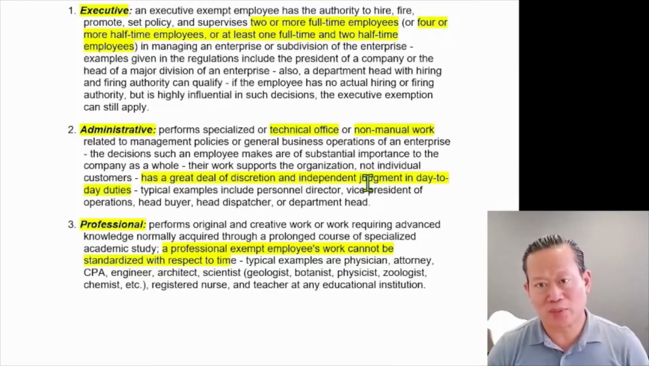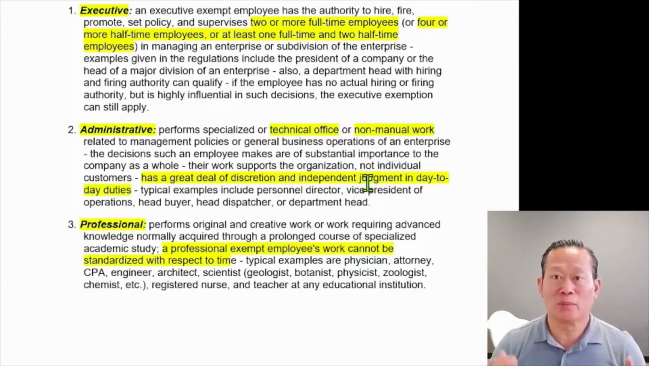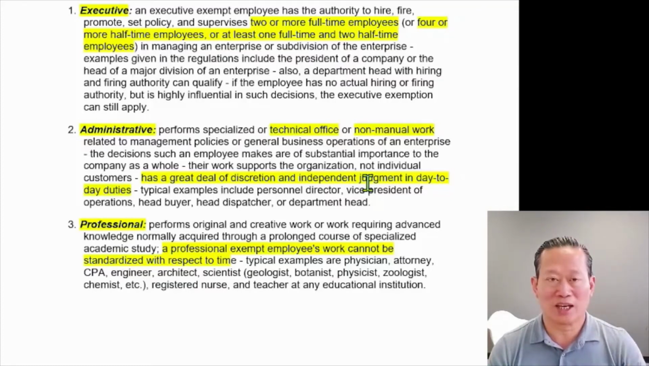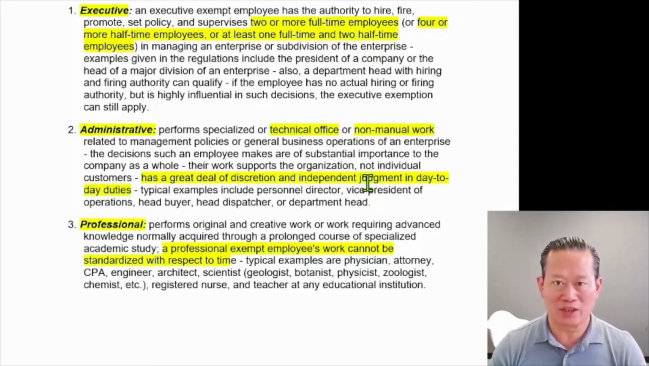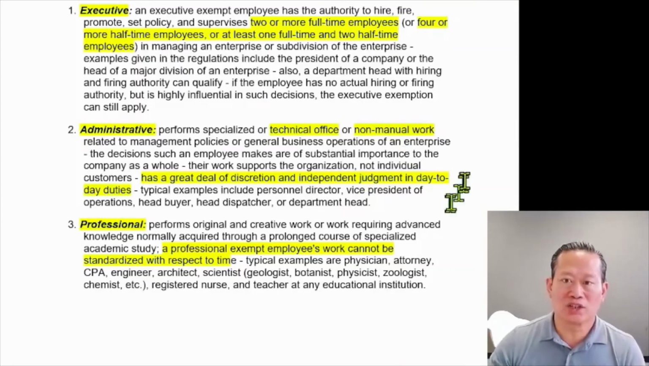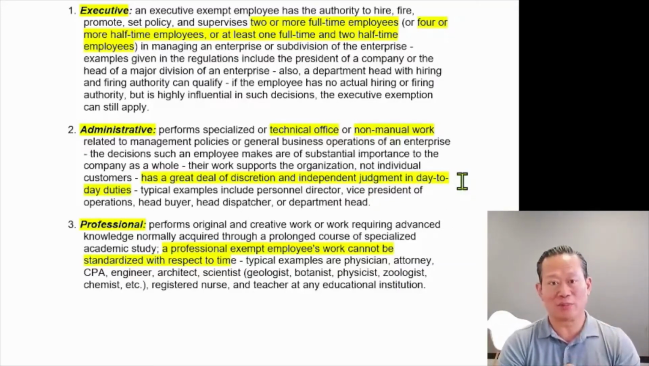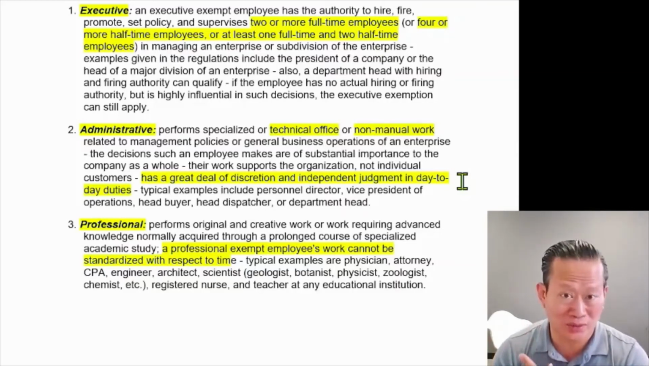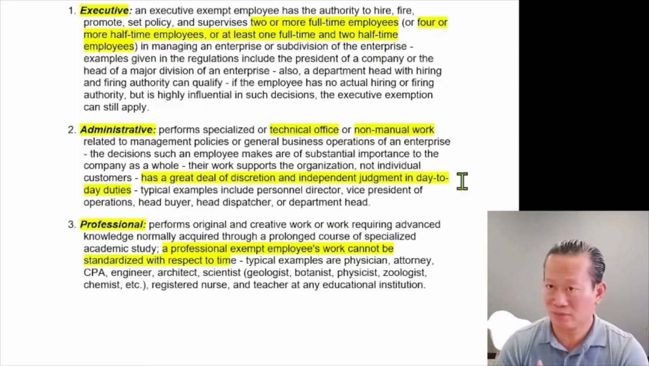Under the administrative exempt employee, this is key in that it has to be non-manual work. So that means you can't be performing manual labor on a day-to-day basis as your primary duty. It has to be technical office work or specialized office work. So envision an office environment. Those are what you call administrative exempt employees. And so they must exercise a great degree of discretion and independent judgment on a day-to-day basis. Their job duties, if you give someone a great deal of discretion, but they only exercise it once a month or maybe once a quarter, it doesn't count.